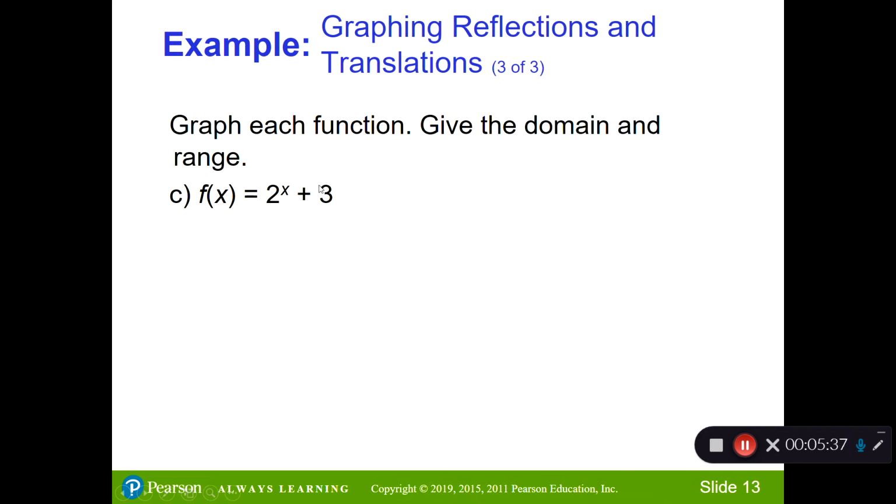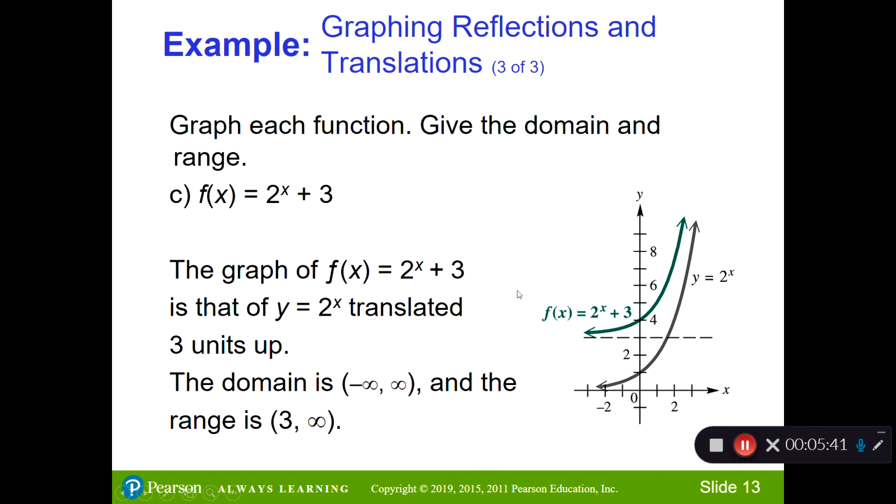2 to the x plus 3, the plus 3 is on the outside of the function, so that's a vertical shift. I'm shifting up. Now, if I shift up, the domain stays the same, but the range shifts up. So the range is 3 to infinity. Notice that also shifts up that horizontal asymptote. So my new horizontal asymptote is the line y equals 3 right here on the graph, which is where we're heading to as x approaches negative infinity.